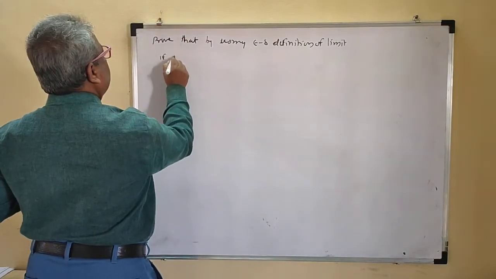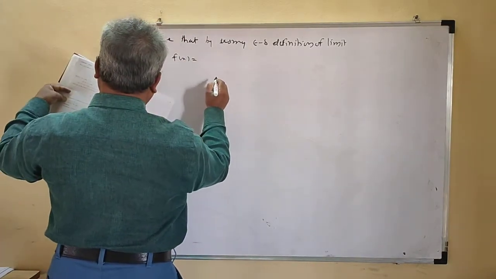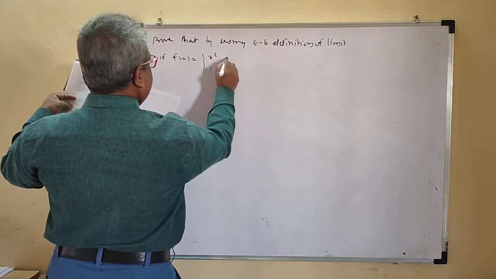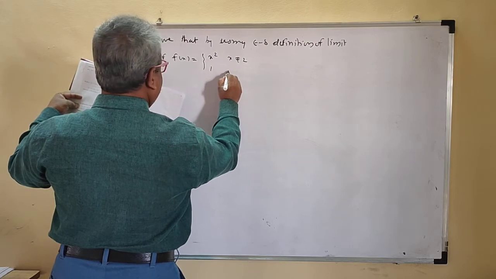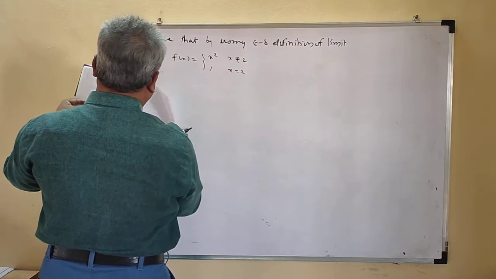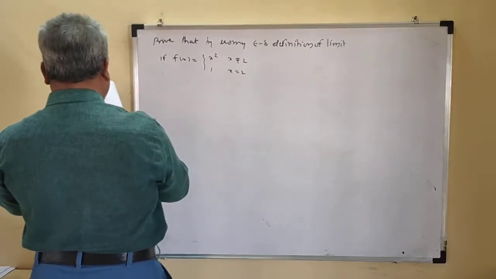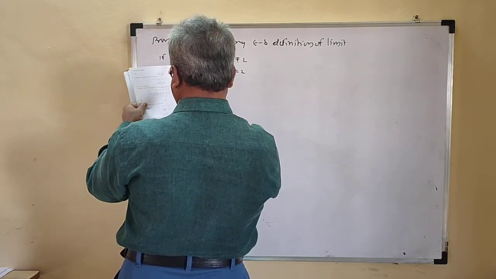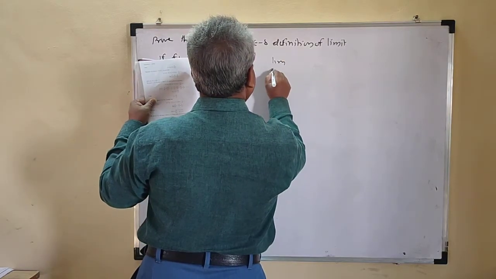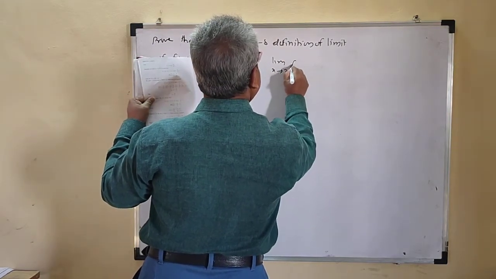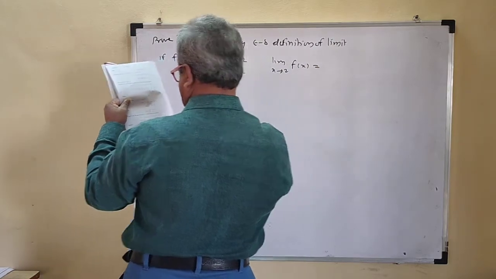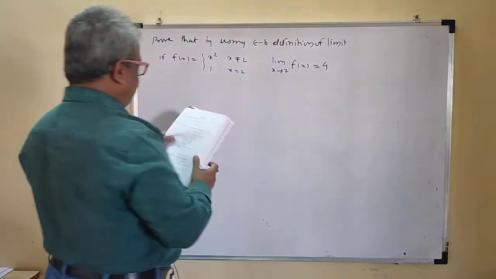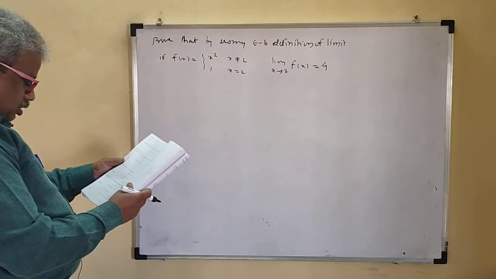If f of x is equal to x square for x not equal to 2, and something else for x equal to 2, then limit x tends to 2, f of x is equal to 4. This you have to prove.